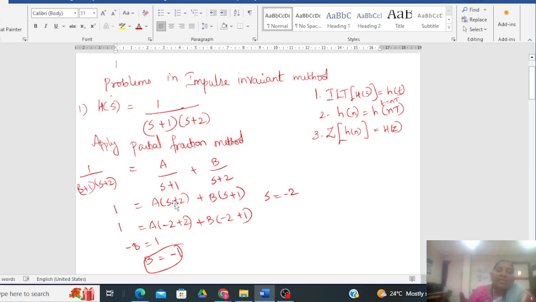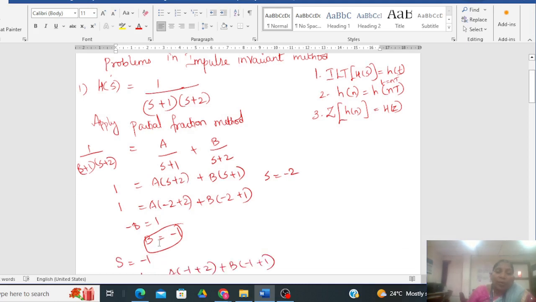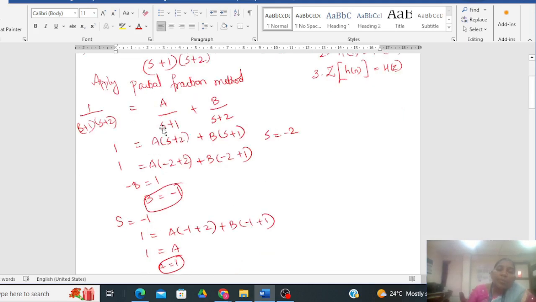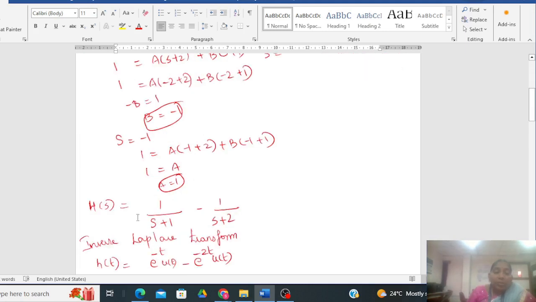In that first substitute s equal to minus 2, find the value of B, you will be getting minus B equal to minus 1. And when you substitute s equal to minus 1, you will be getting the value for A which is equal to 1. So now we have A equal to 1, B equal to minus 1. We will be substituting in these equations. So H of s equal to 1 by s plus 1 minus 1 by s plus 2. Now it is easy for us to apply the inverse Laplace transform.